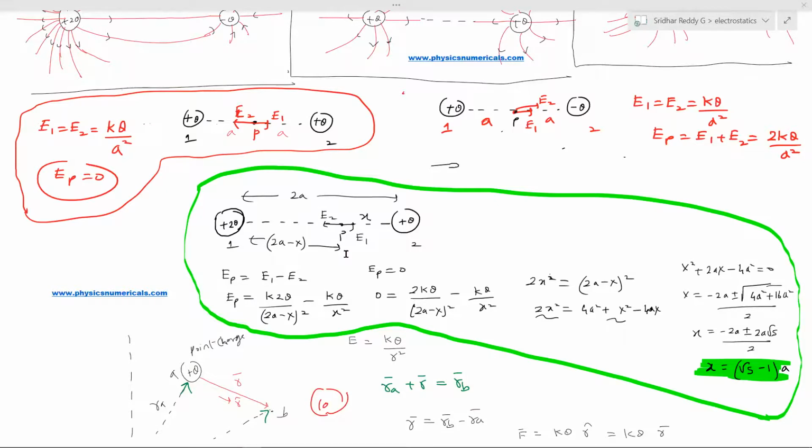Okay, come here. So we were here. What is the field strength at exactly the point where it will be 0? So I do have 2 charges. One is of magnitude 2Q, the other is of magnitude Q. The separation between them is equal to 2A. Okay, let me proceed in this way.